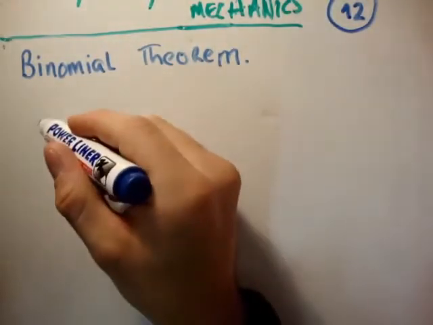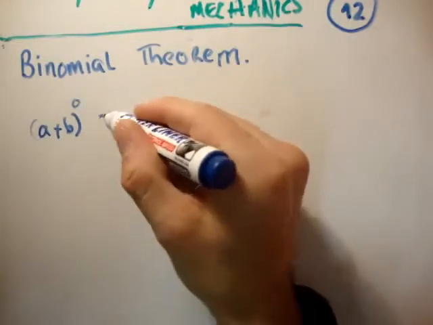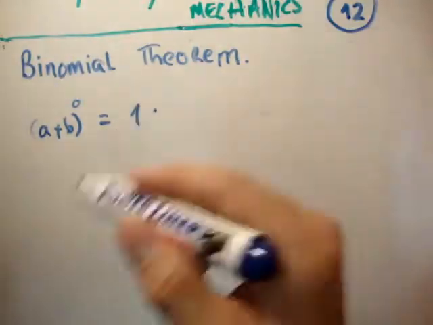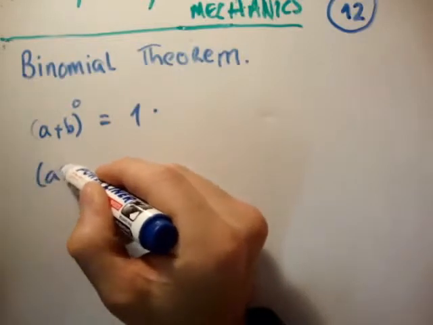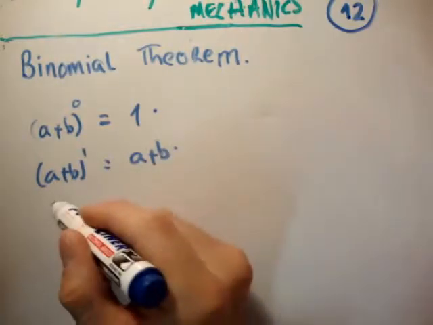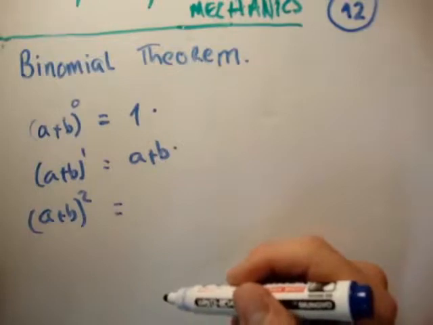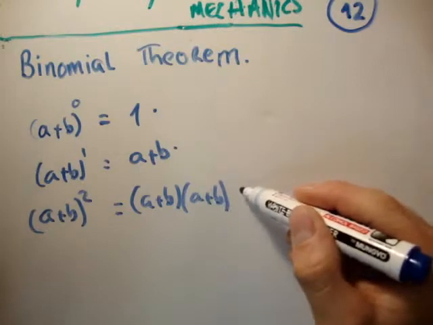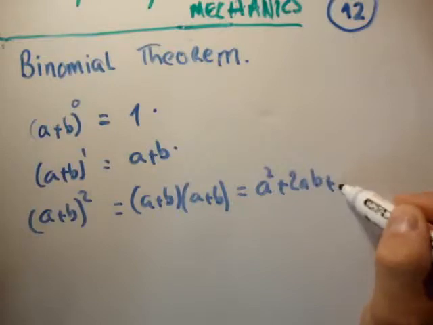So let's look at a plus b to the 0th power, or multiplying it by 0, let's say, to get to the power of 0. So the answer is, well, it's 1. Now let's multiply a plus b to the power of 1. Well, then we get a plus b. Then we take a plus b to the 2nd power. So that's a plus b squared, like that. And we know the answer is a squared plus 2ab plus b squared.